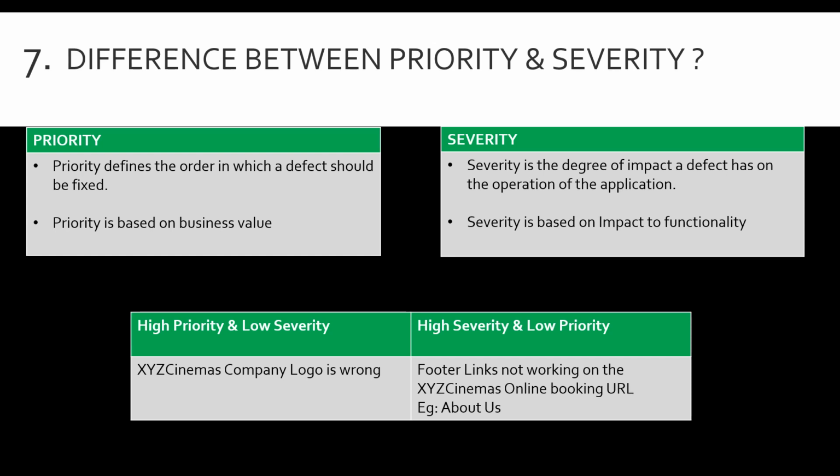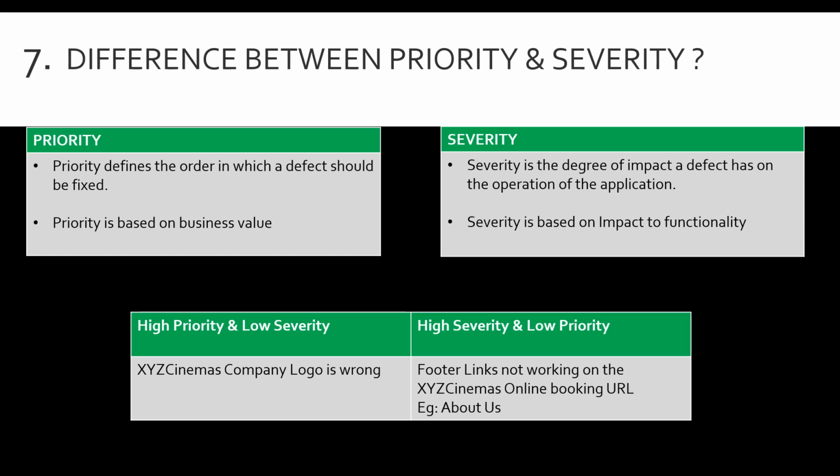The other one is high severity and low priority. So the footer links on the online booking platform do not work, let's say for an example. So they don't work, and from a functionality perspective, a URL not working is a high severity. But if the online booking URL is not working, like if they click on book tickets and that doesn't work, then again it becomes high priority. But if the footer links do not work, it becomes low priority.